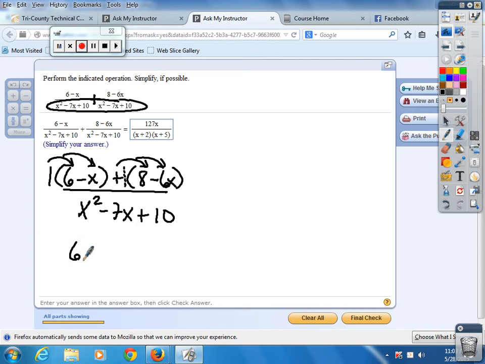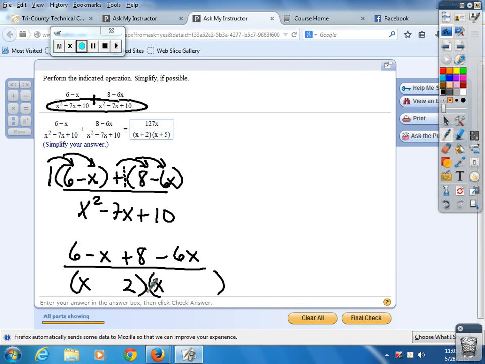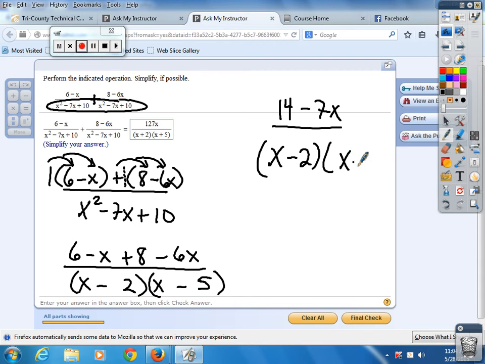So 6 minus x plus 8 minus 6x over, in parentheses, x minus 2 times x minus 5. So what's 6 plus 8? 15 or 14? 14, last time I checked. And negative x minus 6x is negative 7x over x minus 2 times x minus 5.